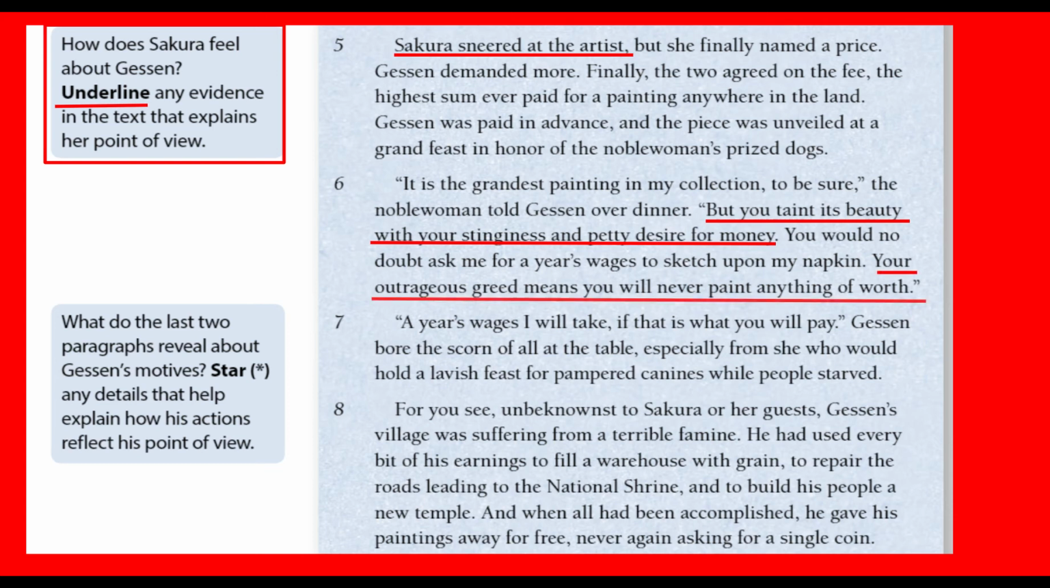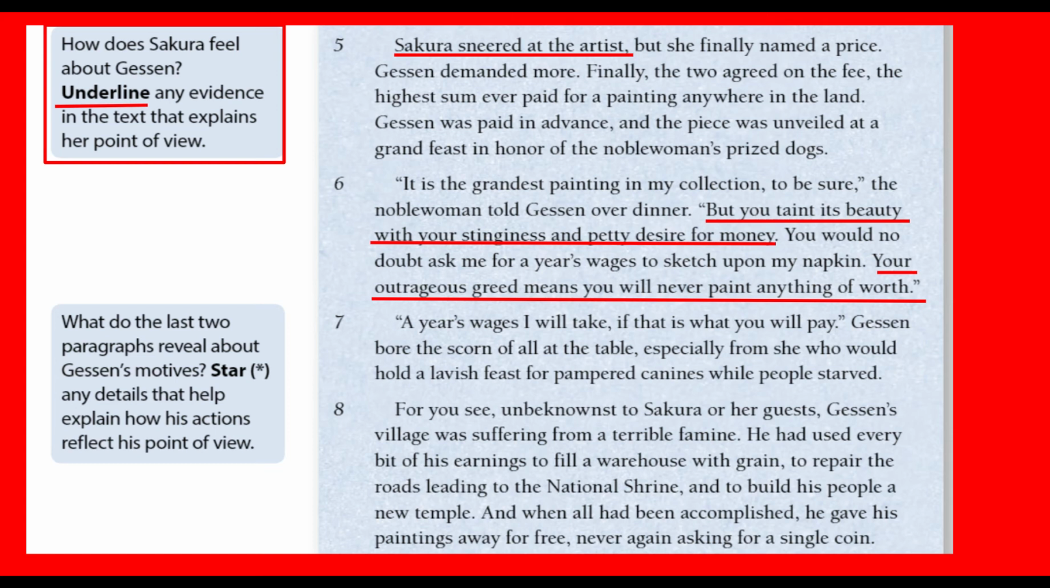Okay, and then last but not least, we have one more piece of evidence also in paragraph 6. Sakura says, "Your outrageous greed means you will never paint anything of worth." So, this definitely tells us how she feels about him, right? She says he has outrageous greed. And because he's greedy, anything that he paints will be worthless because he is so stingy and so petty. And that's just awful in her eyes, right? So, this is some evidence that explains how Sakura feels about Jeshin, right?